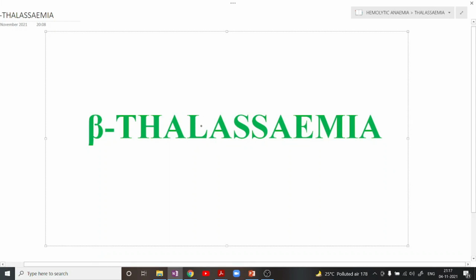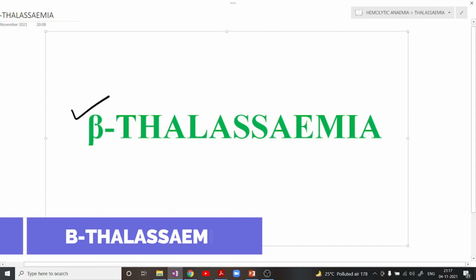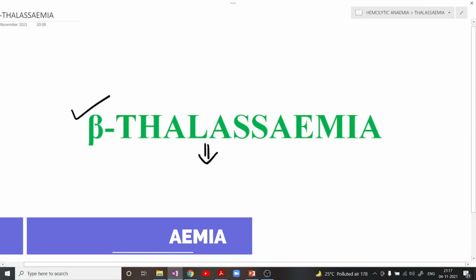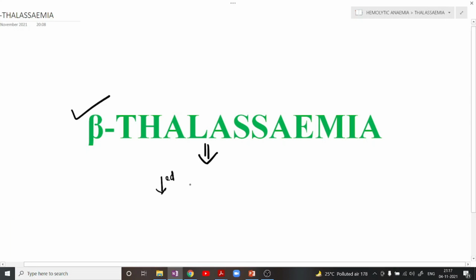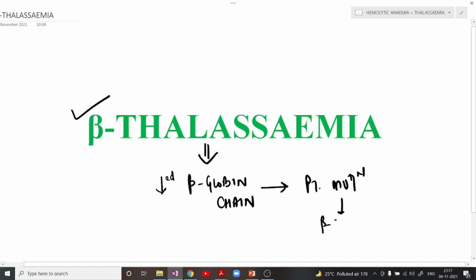We now come to the second part of this lecture, that is beta thalassemia. So first we discuss beta thalassemia followed by alpha thalassemia. Now as we have already discussed, beta thalassemia occurs because of decreased synthesis of beta globin chain, which is basically because of point mutations taking place in the beta globin gene, which is present in chromosome number 11. Okay, so these two are very important MCQs.